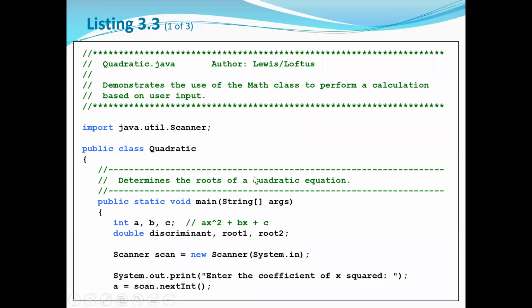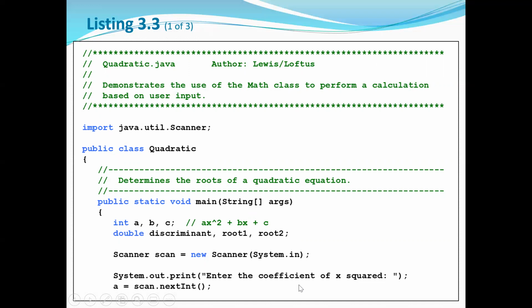And let's see a very good example here. So this program will again demonstrate how to use the math class to perform calculations. So we declare 3 variables, a, b, c. And also we have discriminant. This is a quadratic equation, root 1, root 2. So we create an input object named scan. I'm not going through this because we already understand the code here. For example, the scan object to get an input from a keyboard.